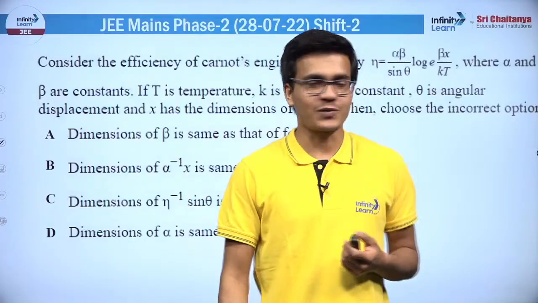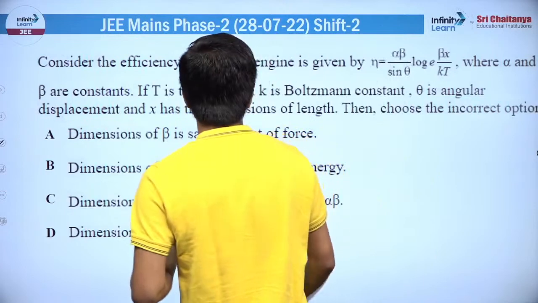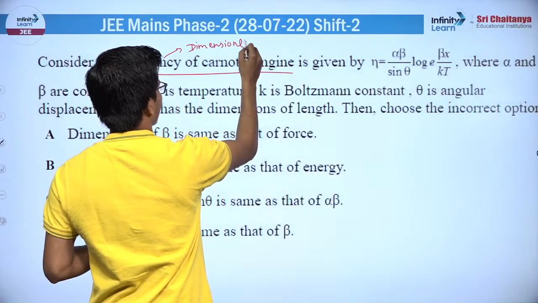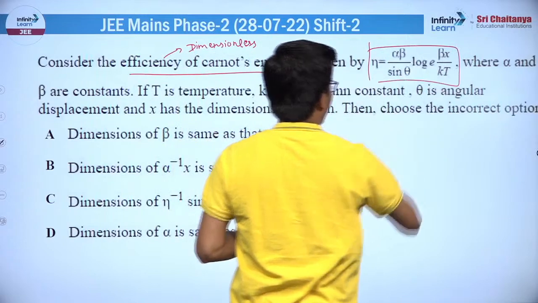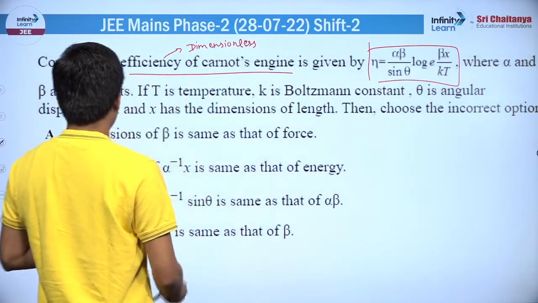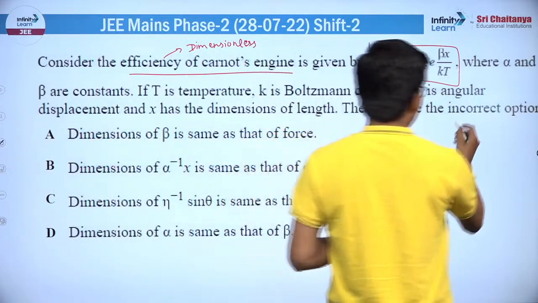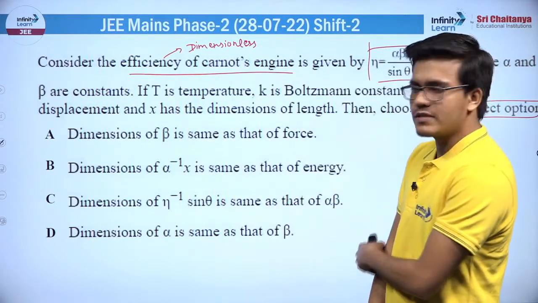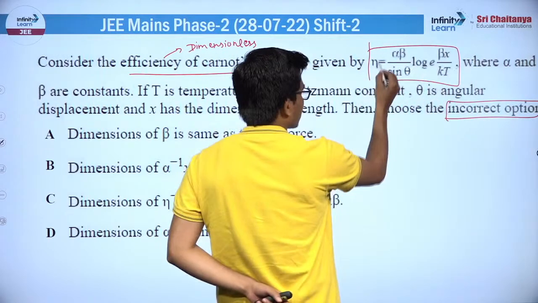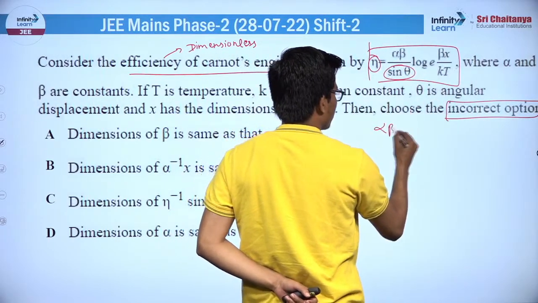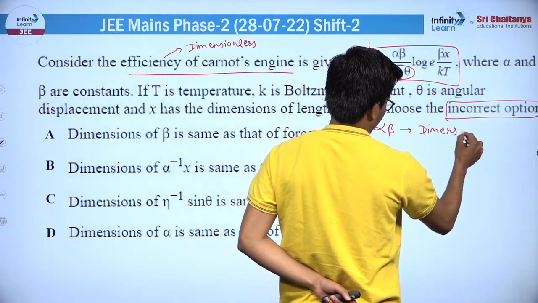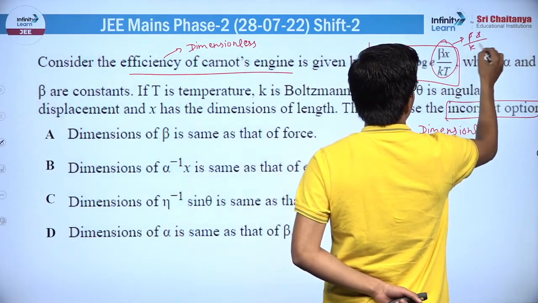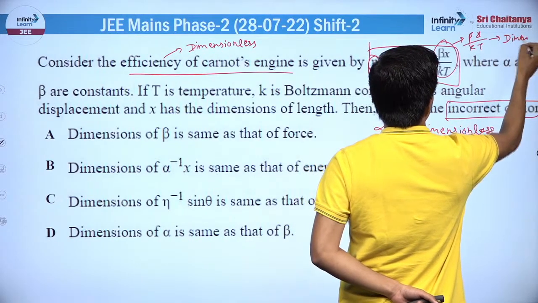As usual, the first question is coming from unit and dimension. The efficiency of a Carnot engine is dimensionless, you know that, as well as unitless, and is given by this expression. You need to find the dimension of alpha and beta, and we have to choose the incorrect option out of these four. This term is dimensionless, this is also dimensionless, so alpha beta will also be dimensionless, that is for sure. And whatever is written in the log is also dimensionless, that is again for sure.